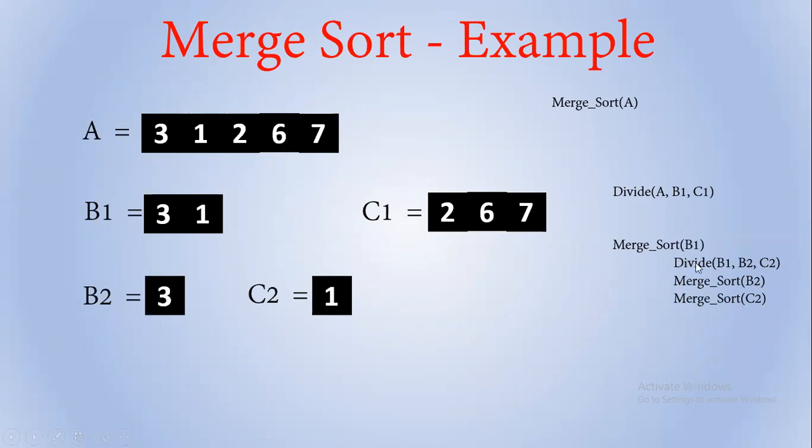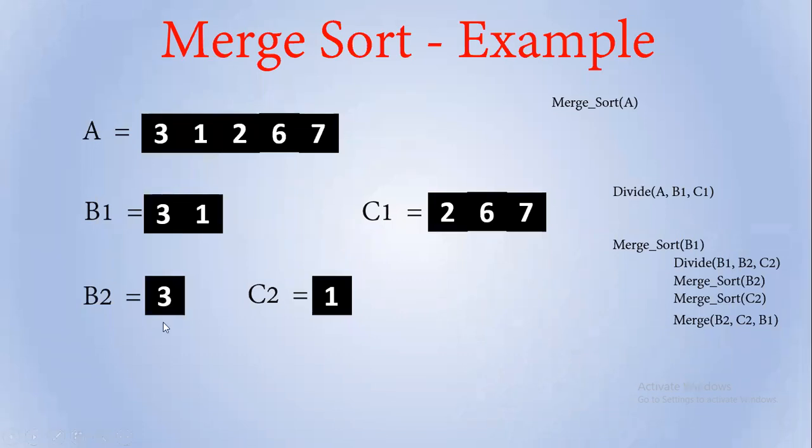So after divide, merge sort is a divide and conquer algorithm. This is divide, this is conquer. Then the final step is combine. So this is merge: merge B2 and C2 back into B1. How to merge, we discussed last time.